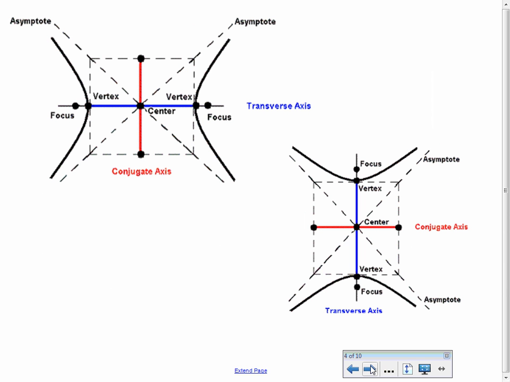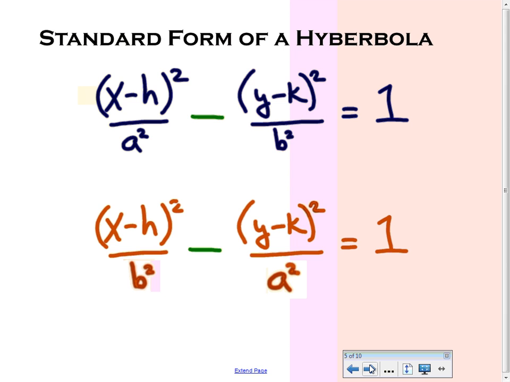So a couple more pictures, but you don't need to put these in your notes even. Just the idea that the transverse axis is that blue axis that either goes up and down or left and right. Basically, it goes right through the focus and the vertex. The conjugate axis is the other axis, and I've never really used that phrase before, so don't get yourself all worried about it. Let's go right to standard form.